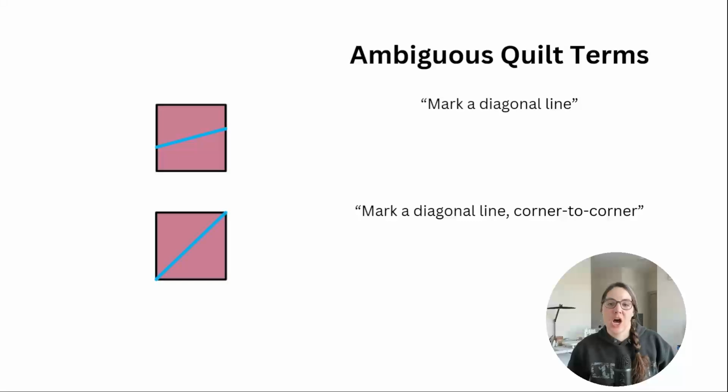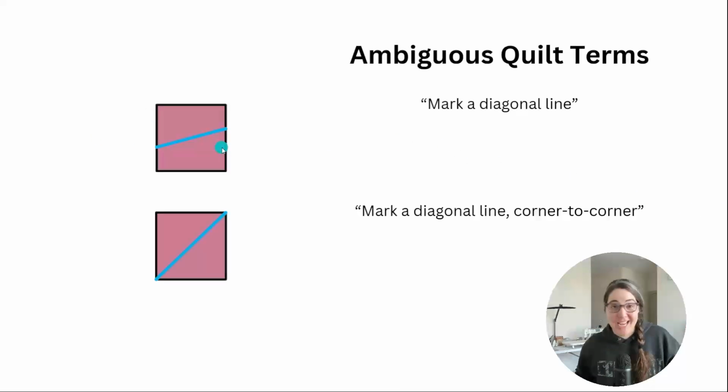So let's kick things off with the first term that I see a ton in the patterns that I tech edit, and that is just saying something to the tune of mark a diagonal line. And usually this is used to talk about marking a corner to corner diagonal across the back of a square that you're then going to do with a 2 at a time HST method or a stitch and flip method, right? Something along those lines. What people don't realize is that there are actually many diagonal lines that you can mark, whereas you want specifically the one that's from corner to corner, not just any old diagonal line, right?